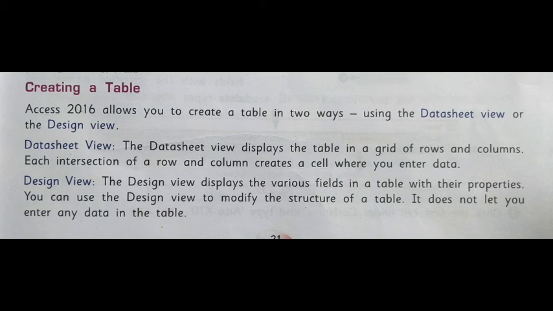Creating a table. Access 2016 allows you to create a table in two ways, using the datasheet view or the design view. Datasheet view. The datasheet view displays the table in a grid of rows and columns. Each intersection of a row and column creates a cell where you enter data. Design view. The design view displays the various fields in a table with their properties. You can use the design view to modify the structure of a table. It does not let you enter any data in a table.